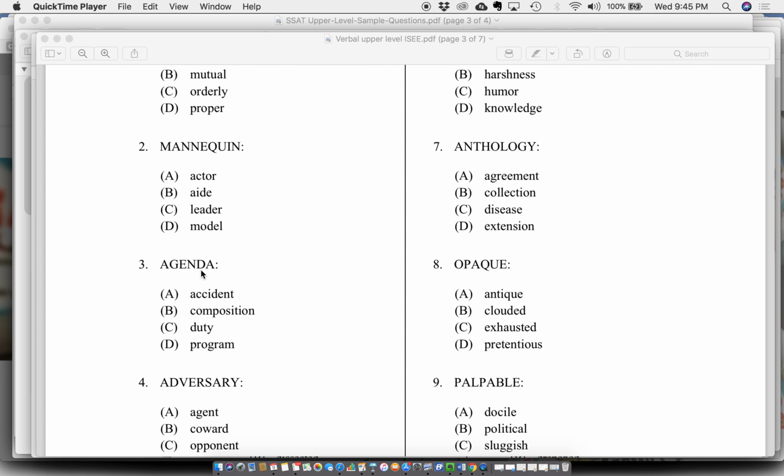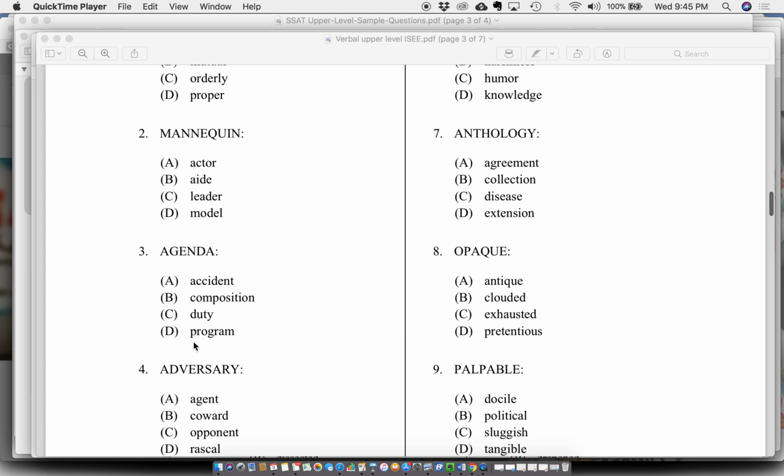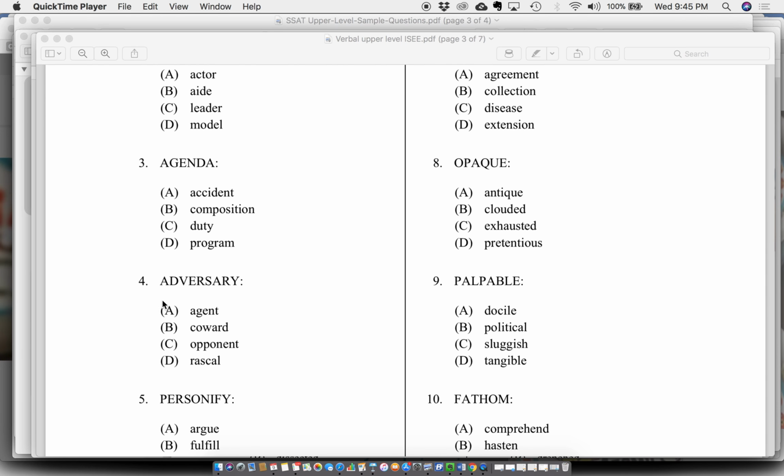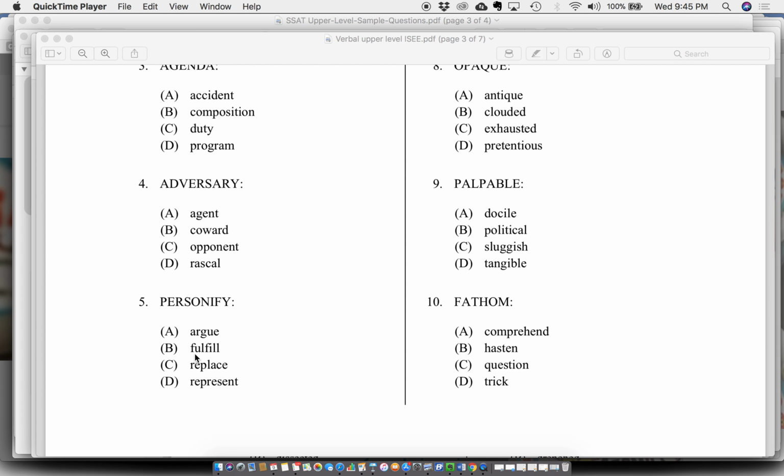Agenda, once again here, okay, would be your program. Adversary, obviously opponent. Now we get a little bit more difficult here. Personify.